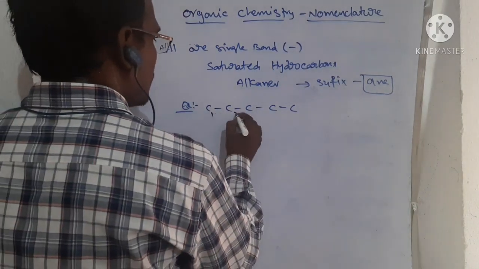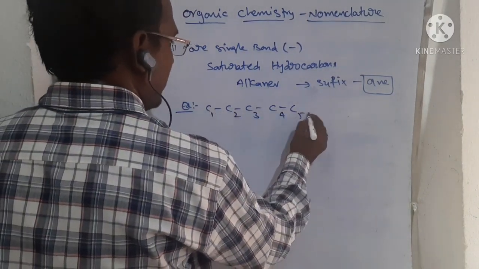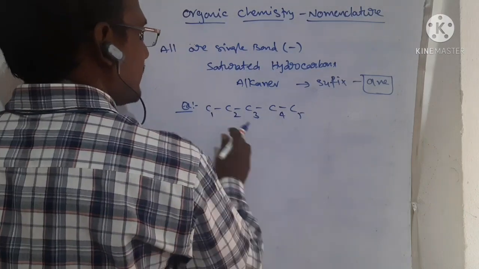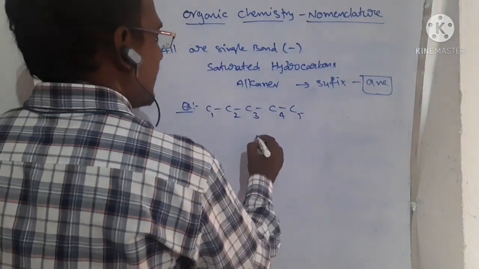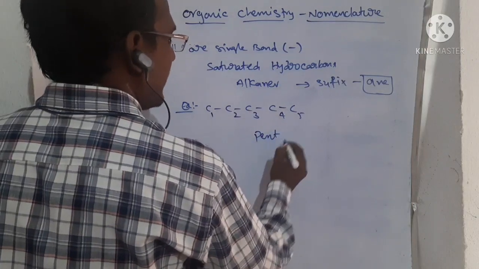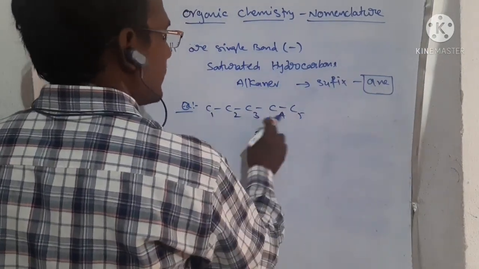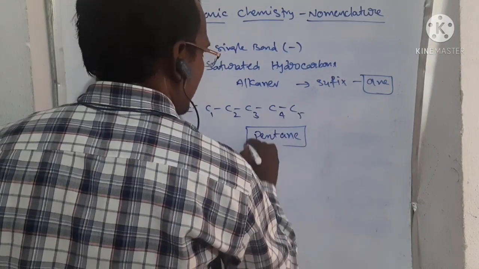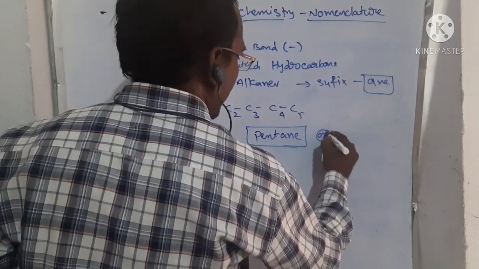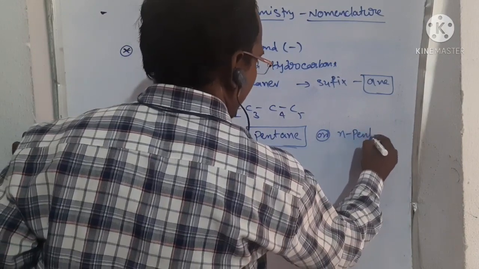Simple: 1, 2, 3, 4, 5. So 5 carbon atoms are there. Whatever the root word is, 5 carbon atoms is pent. Here all are single bonds, hence the suffix is ane. That means pentane. Its name is pentane, or it can be called n-pentane. N means a straight chain.